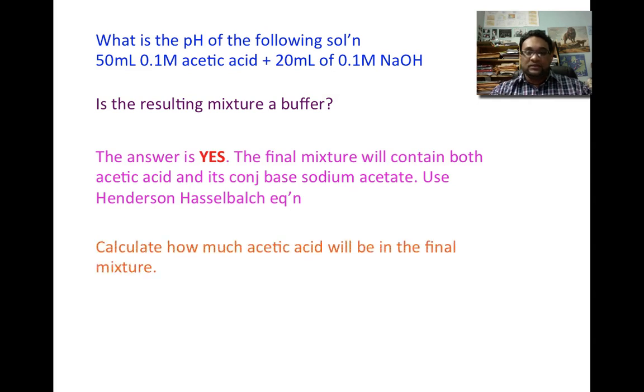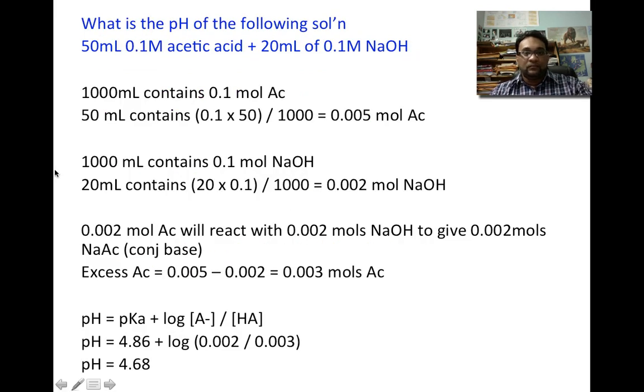Alright, you need to calculate how much acetic acid we have in the final mixture, and when you substitute these values into the Henderson-Hasselbalch equation, you should get a pH of 4.68. Remember, the pK value was given at the beginning. Alright, so we will first find out the acetic acid. We will find out how many moles NaOH are in the 20 mils, and you should be able to know this by now. Alright, and if 0.002 moles NaOH reacts with 0.002 moles acetic acid, then you're going to be left with 0.003 moles acetic acid.